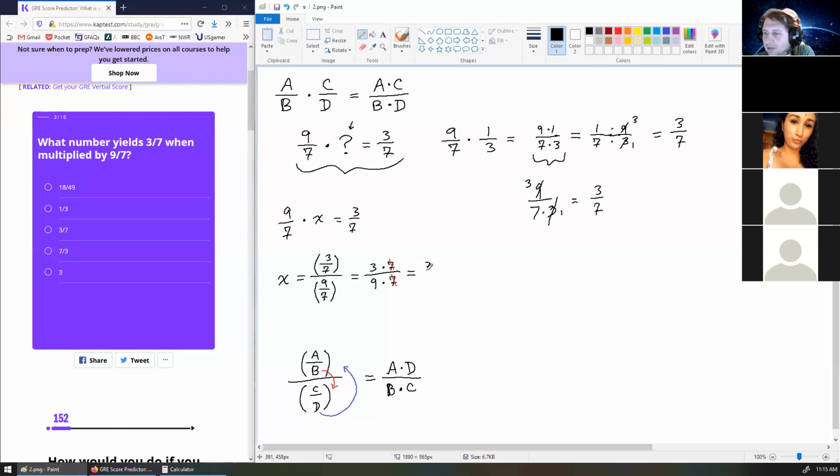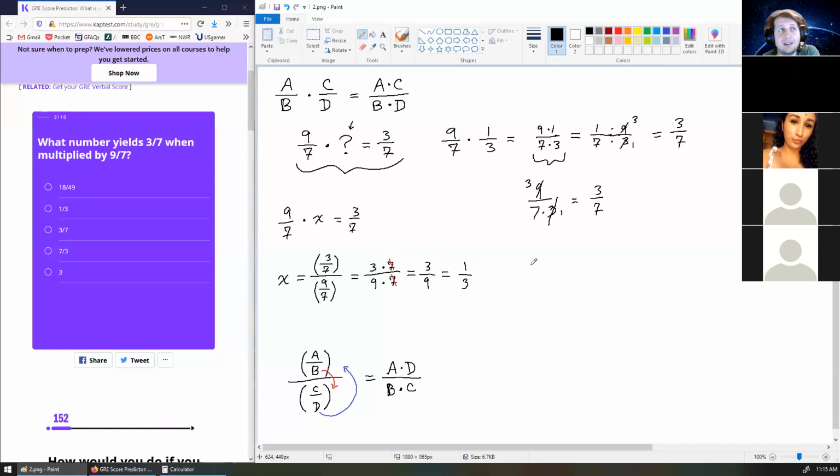So we have 3/9, and that simplifies to 1/3. Yeah, 1/3. So yes, you can totally do it this way. If the denominator is the same, then it's kind of easy.